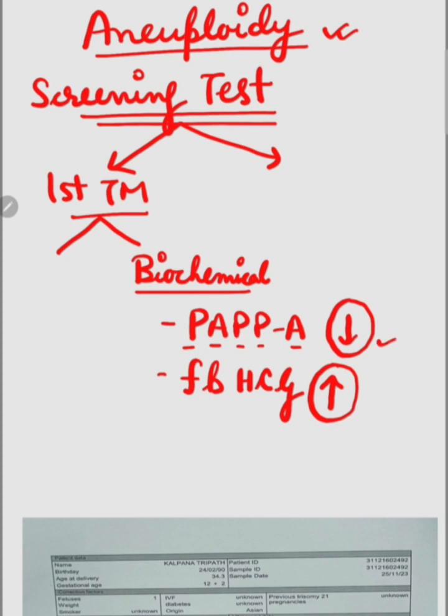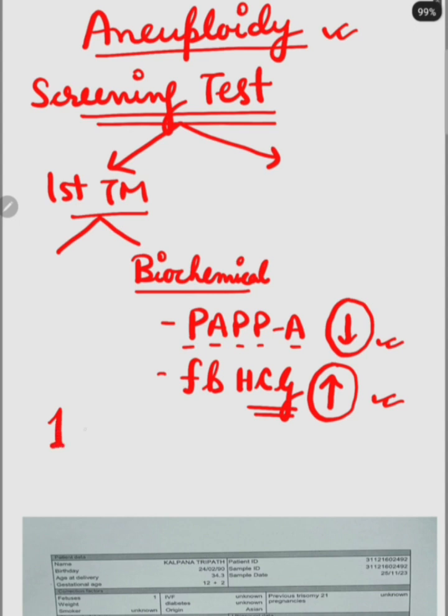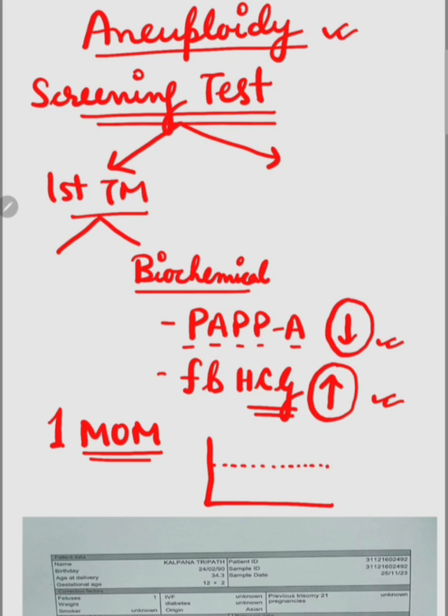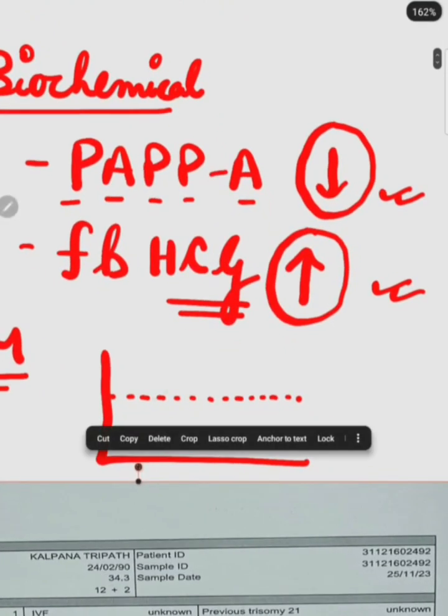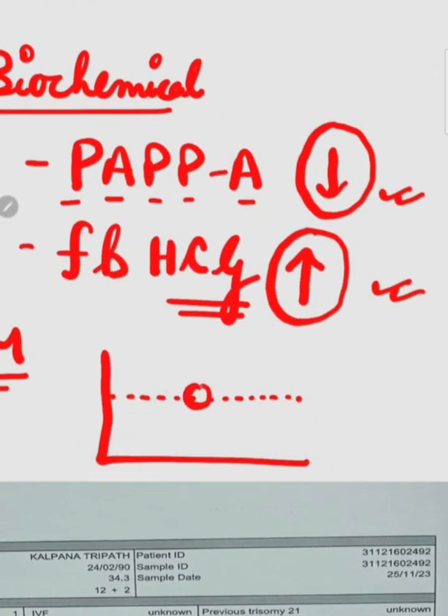Now, how much is the decrease? This is very important, because even a slight decrease is counted as a decrease, and even a slight increase is counted as an increase. So all these serum markers, we count by the unit of MoM. MoM is multiples of median. If you look at the graph, if the 50th centile point is appropriate for that gestational age, and our value falls on the 50th centile, then we say it is one multiple of median. So it is at the median value. If it is half of that value, then we say it is 0.5 MoM.